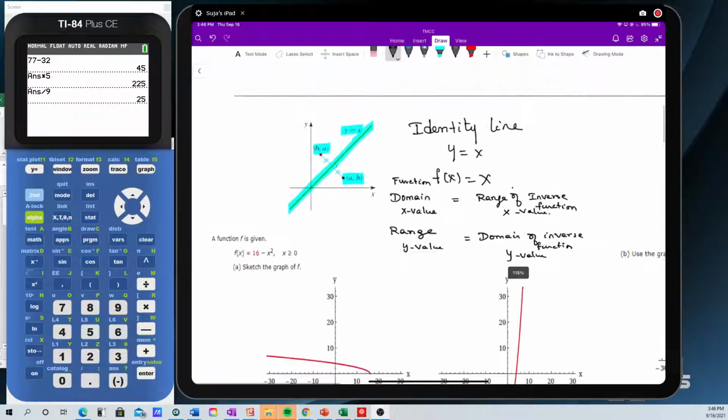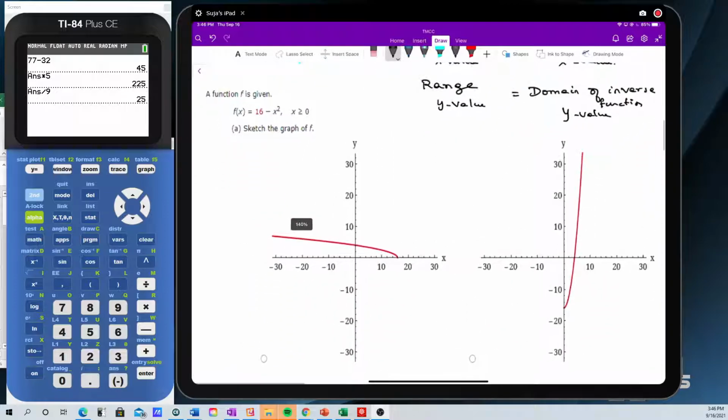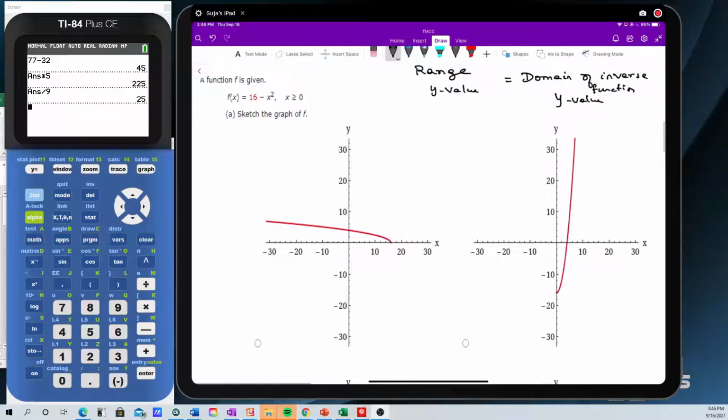With that information, let me look at the first graph here. Since I have already learned transformations, I can say that this is the graph of f of x equals negative x squared plus 16. The graph doesn't satisfy the horizontal line test, but because of the restriction given, x is greater than or equal to 0, it does. So in other words, it can be a one-to-one function.